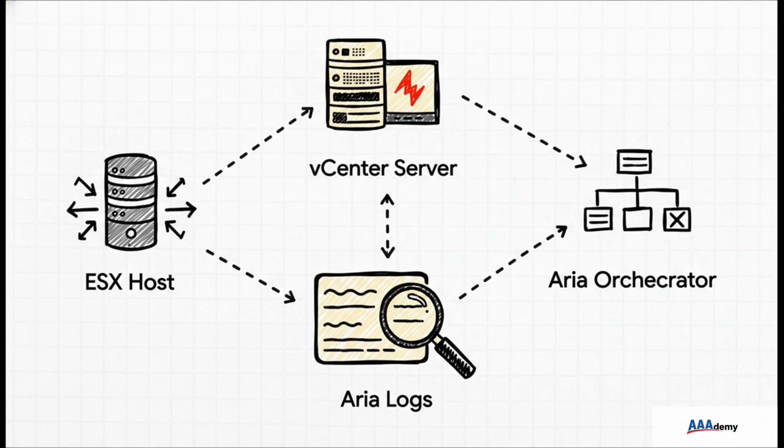Your vCenter is going to shout about alarms. The ESX host itself will have clues about its network connectivity. Tools like Aria Logs are amazing for this, because they pull everything together and let you correlate events across the whole system. And hey, if an automated workflow failed, your automation engine, like ARIA Orchestrator, will literally tell you the exact step where it gave up.